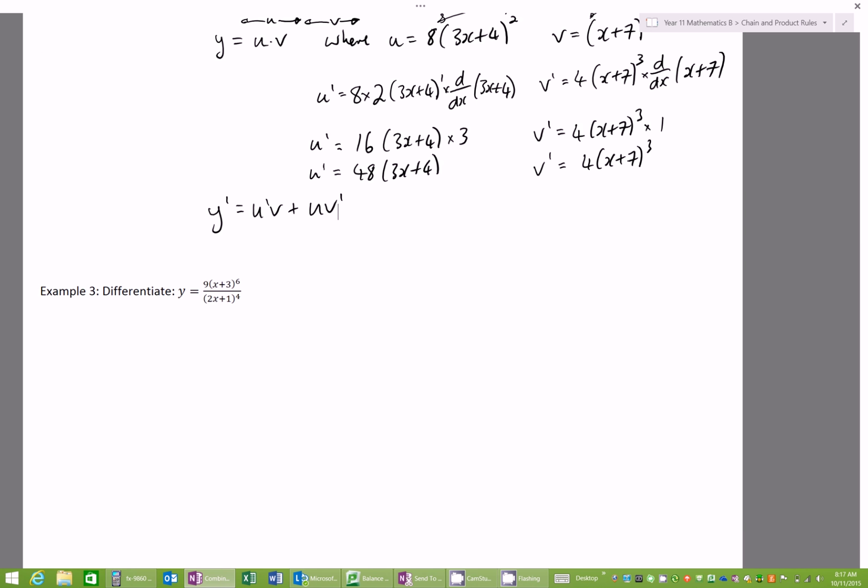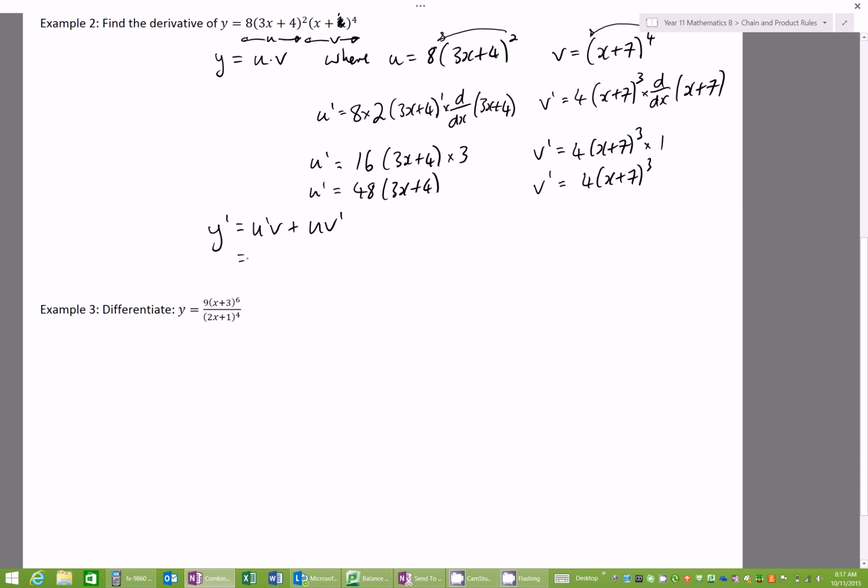I'll slot in all of these u dashes and v's. So u dash was 48, 3x plus 4. V was x plus 7 to the power 4. U is 8, 3x plus 4 squared. And v dash is 4, x plus 7 all cubed. Okay, from here the simplification is pretty important.